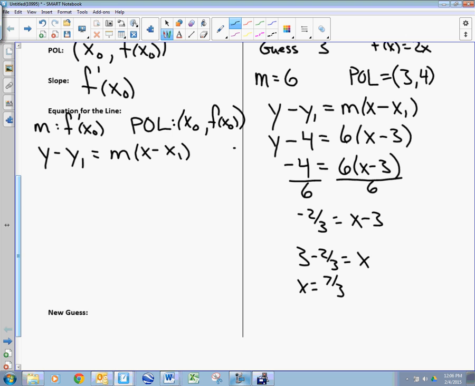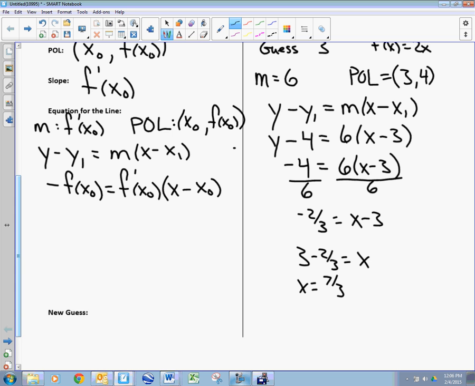Now, I'm going to skip a step here. Remember, what happened to this y right there? We plugged in 0 because we're looking for the x-intercept, so y is equal to 0. So this will go away, and I'll have minus y1, so minus f of x sub 0 equals m, f prime of x sub 0, times x minus x sub 0.